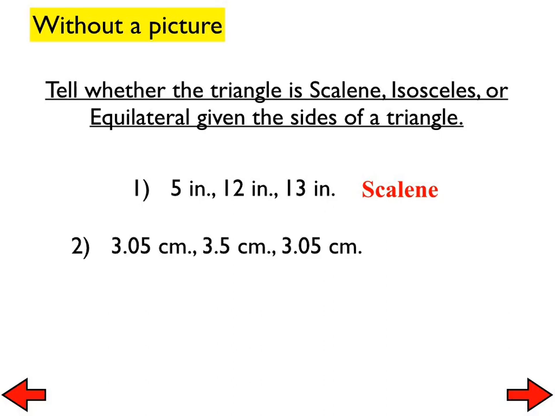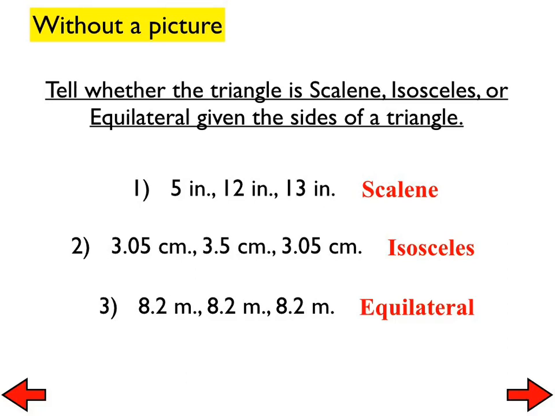Number 2, this is isosceles because of the fact that we have 2 sides that have equal length. And then number 3, all 3 sides have equal length, therefore it is equilateral.